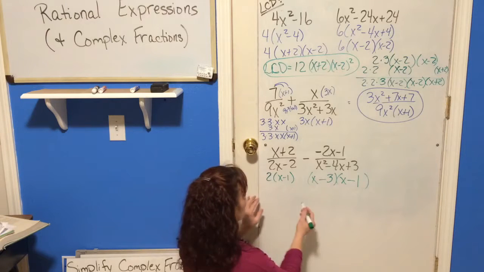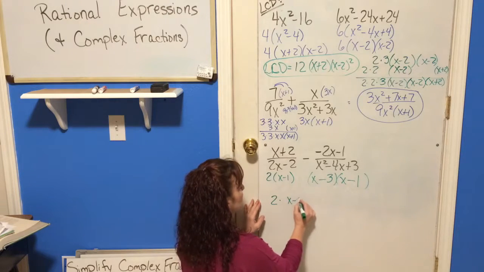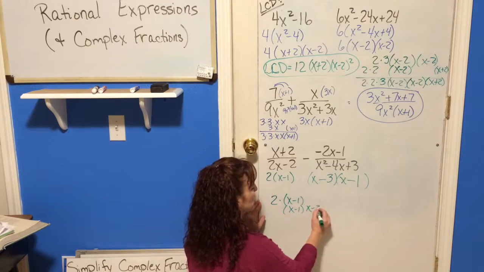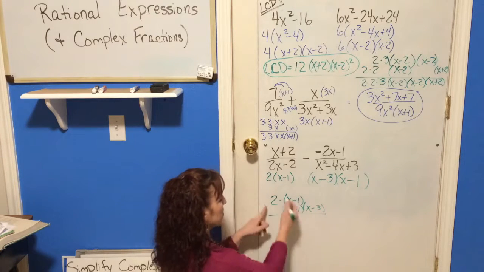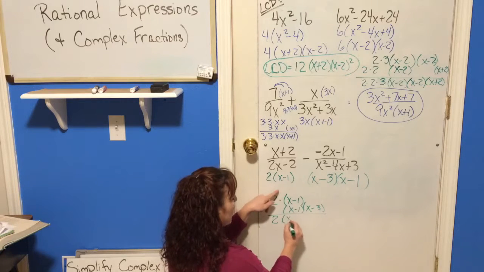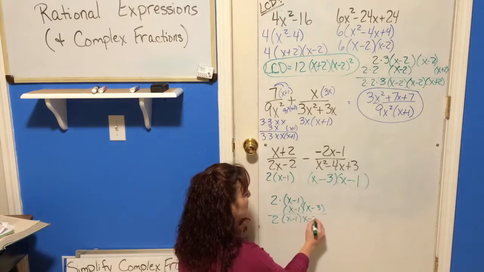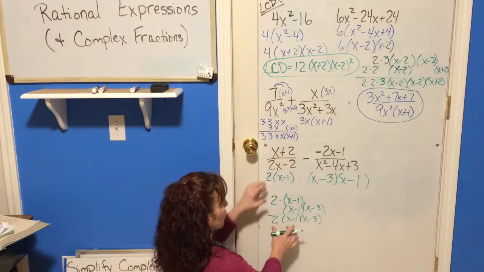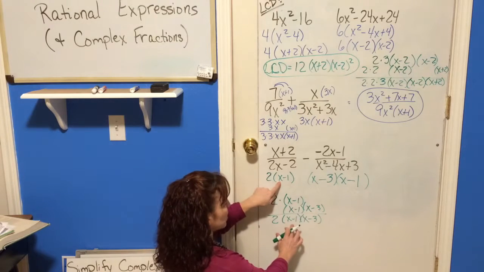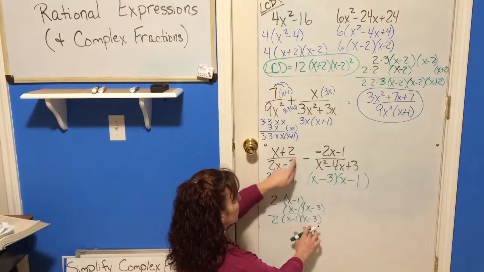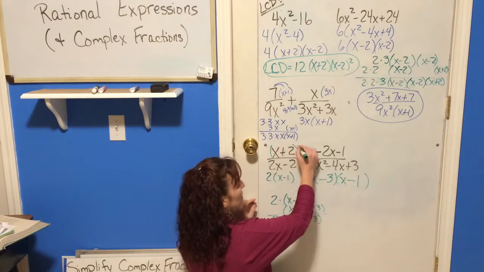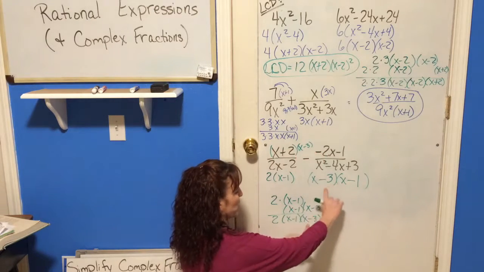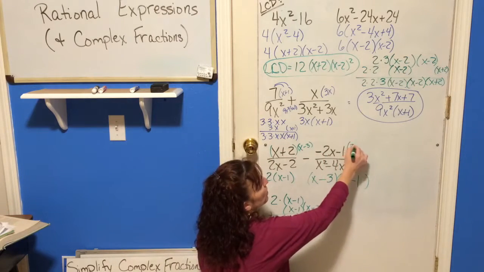So what we've got here is 2 times x minus 1, and x minus 1 times x minus 3. So for your common denominator, you need the 2, you need the x minus 1, and you need the x minus 3. All of that together is your common denominator. So this one already has the 2 and the x minus 1, so it needs an x minus 3. So you're going to multiply the numerator by x minus 3. This already has x minus 1 and x minus 3, so it just needs a 2.